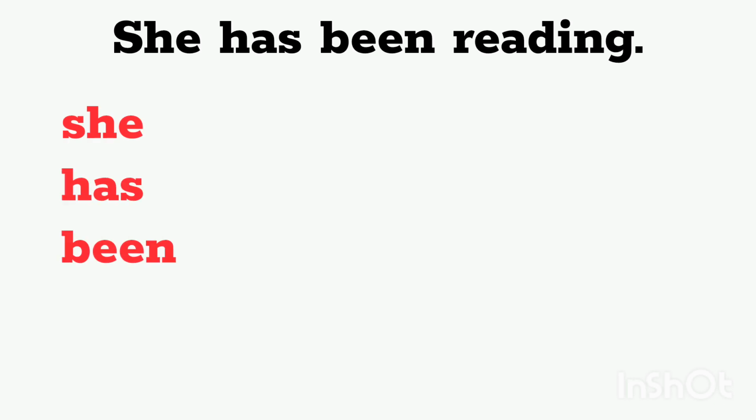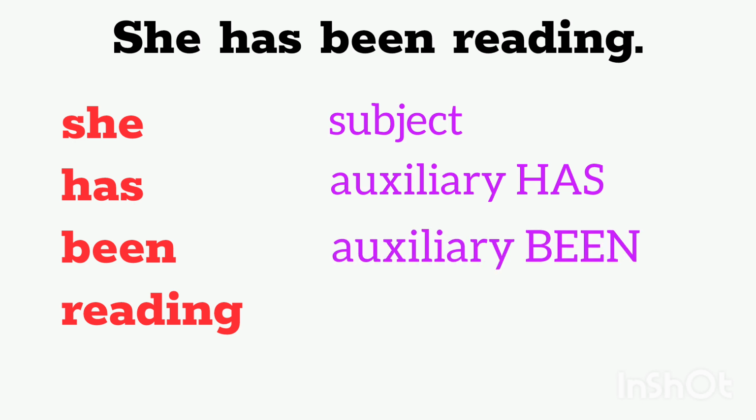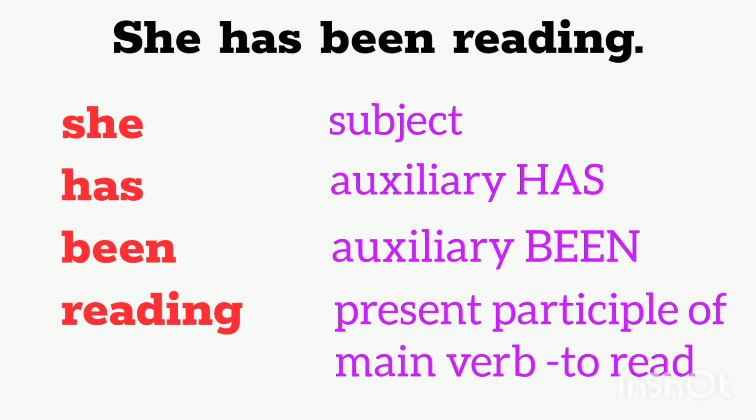Let's check an example. She has been reading. Friends, here she is the subject, has is an auxiliary verb, been is also an auxiliary verb. It is the past participle, V3. And reading is the present participle of the main verb to read.